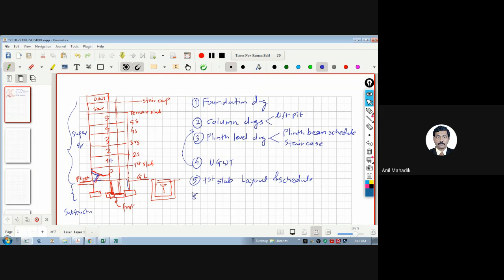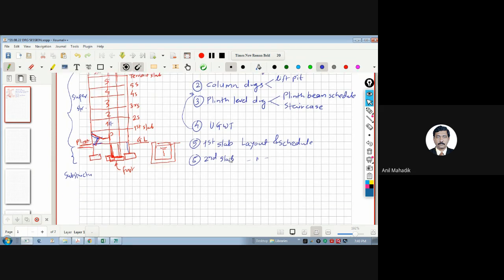Then the sixth drawing will be the second floor or second slab. Then third, fourth, fifth, sixth, and the final will be the terrace. And after the terrace, we will have the staircase cap slab. There is also a slab for that, and then the ninth will be the overhead tank details, OHWT, overhead water tank. So this is the finishing of the project, we can say.